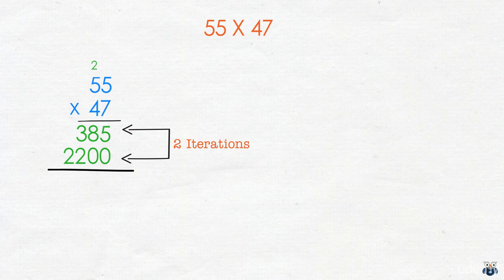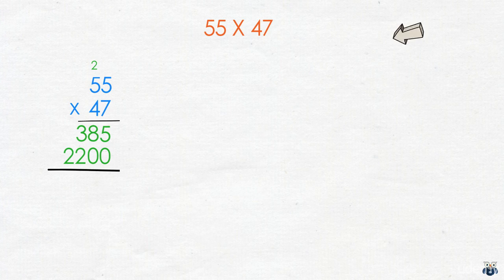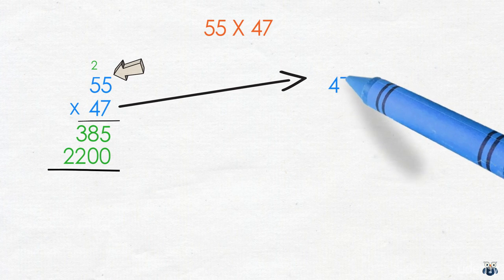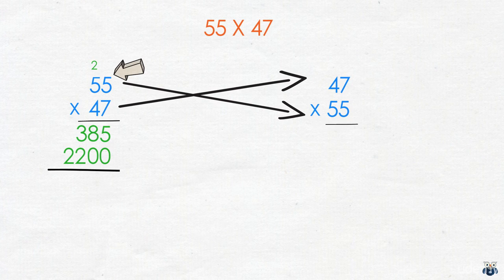Could we have done better? Yes, we could have if we paid a bit more attention to our numbers. One of the numbers had the same digits, and this would have worked to our advantage. Let's see how by interchanging the multiplicand and the multiplier.